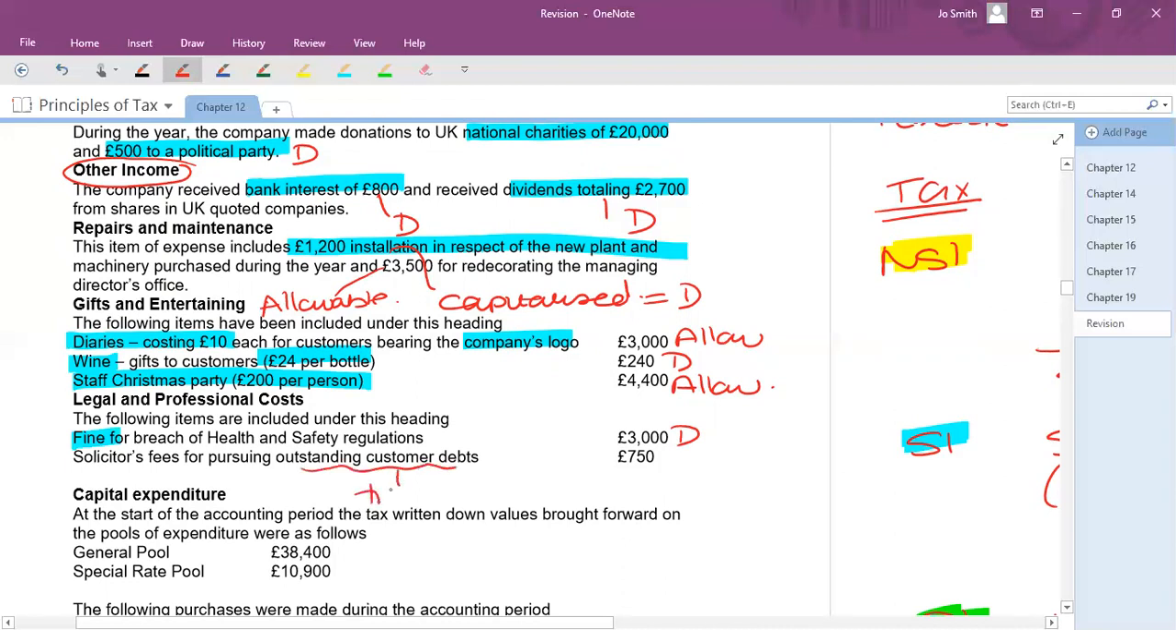Well, that would be a trade expense, wouldn't it? I mean, a customer's debt is a receivable, and if you're chasing that money, that would just be a normal administration cost of the business. So that would be allowable. So you should be able to run down those expenses fairly quickly.